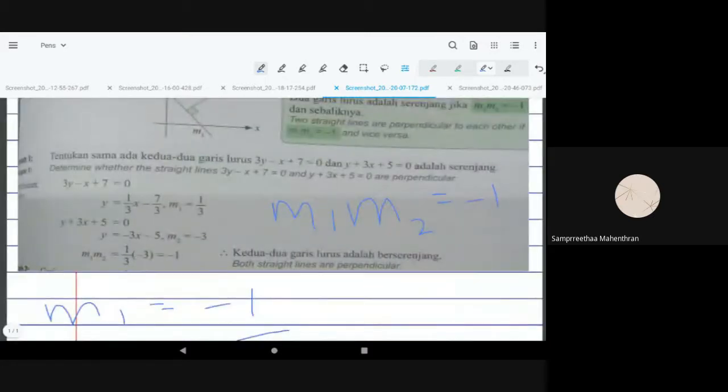Okay, so let's look at example 1 for perpendicular line in page 137. Determine whether the straight lines 3y minus x plus 7 equals 0 and y plus 3x plus 5 equals 0 are perpendicular. So we don't know yet whether these two lines are perpendicular or not. We must make sure that if the gradients times each other give -1, then they are perpendicular. If not, then they are not perpendicular. So our task is to check this gradient and also the second line gradient, so change into the form y equals mx plus c.